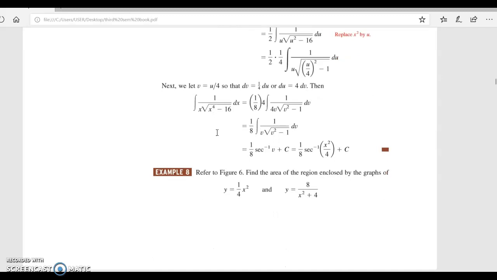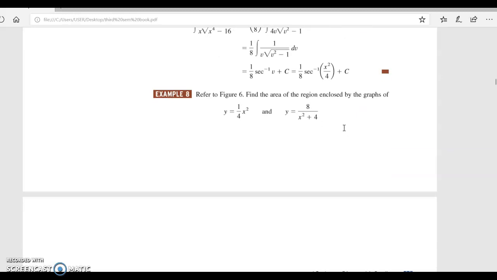Again I am substituting v equal to u by 4. Then dv equals 1 by 4 du, so du equals 4 dv. The integral is equal to 1 by 8 into 4 integral of 4v into root of v square minus 1, that is 1 by 8 integral of 1 by v into root of v square minus 1. This is the derivative of sec inverse v. So the answer is 1 by 8 sec inverse of x square by 4 plus c.